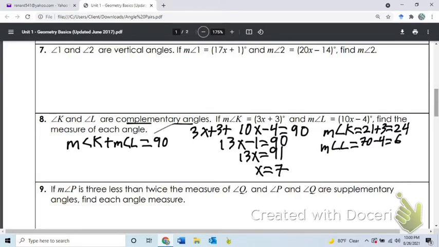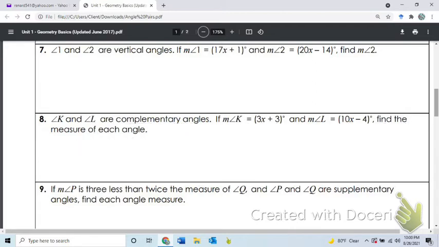Or you can go 10 times 7 is 70. 70 minus 4 is 66. 66 and 24 is 90. We did a good job. Number 9.